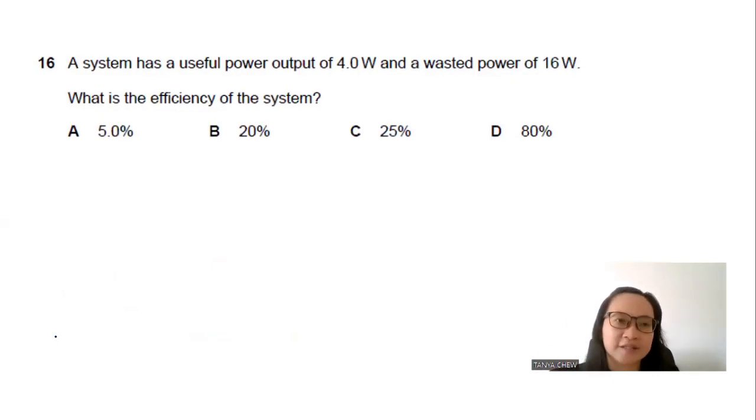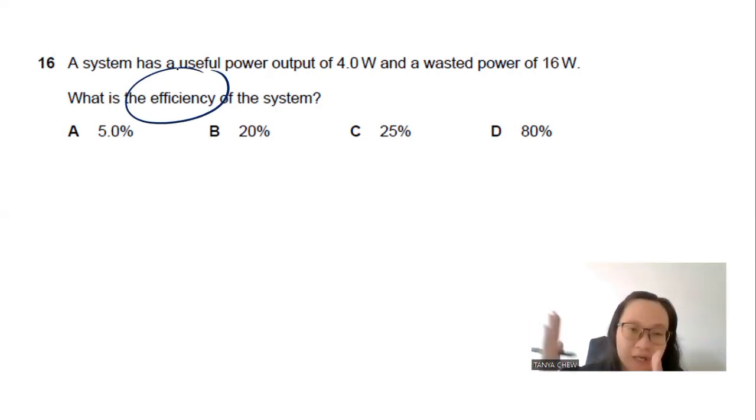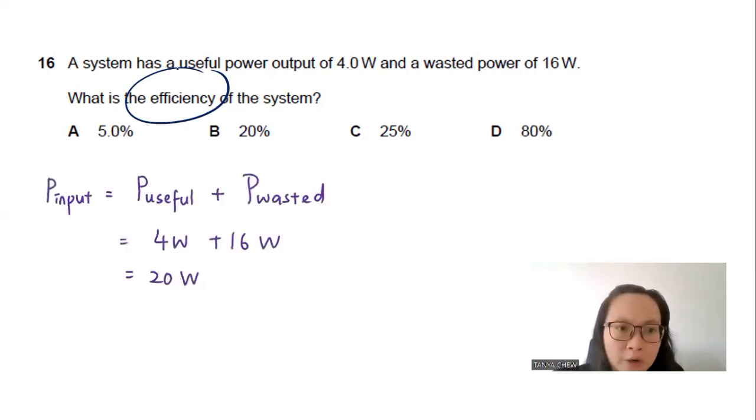Question number 16. A system has a useful power output of 4 watt and a wasted power of 16 watt. What is the efficiency of the system? Now, how do you calculate efficiency? It is the useful output power divided by the input power times 100%. The useful output power is given, so I need to find the input power. Input power is the useful output power plus the wasted power, which is 20 watt in this case.